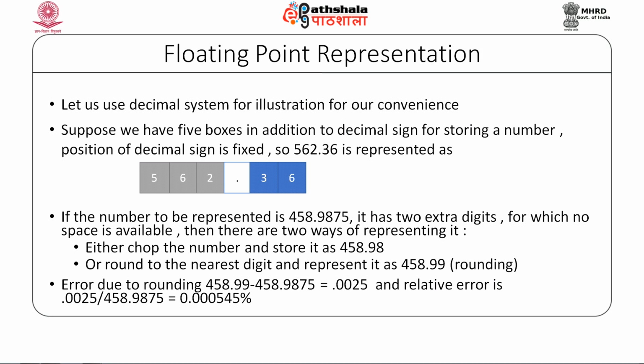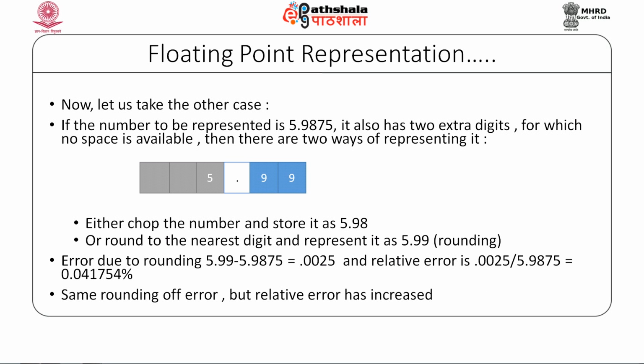to rounding is 458.99 minus 458.9875, that is 0.0025, which is the error due to rounding, and the relative percentage error is 0.000545%. So, due to computer arithmetic, rounding errors occur.